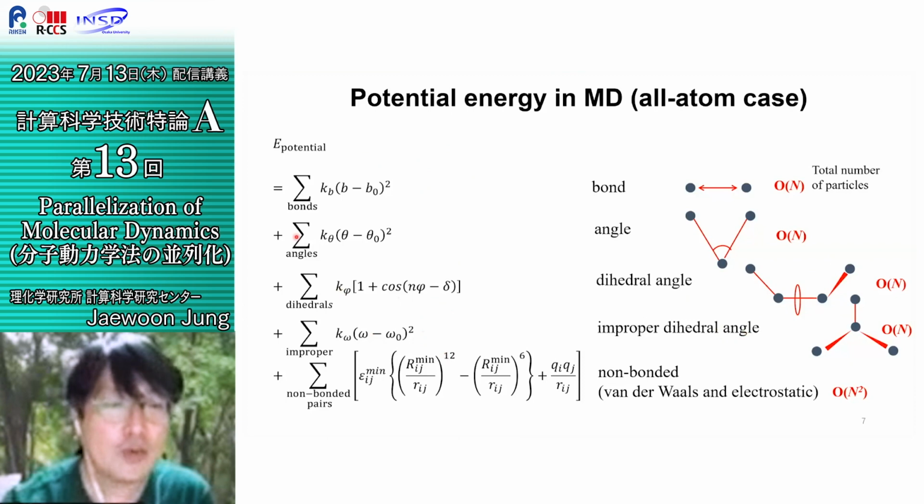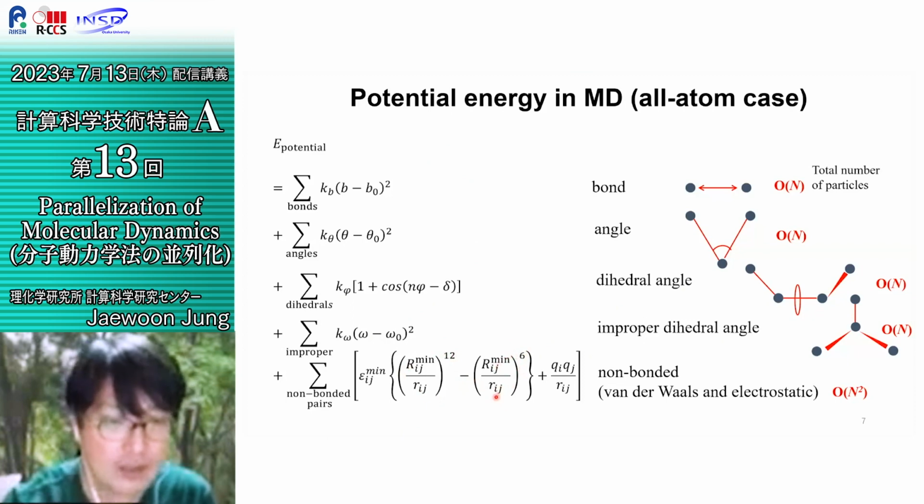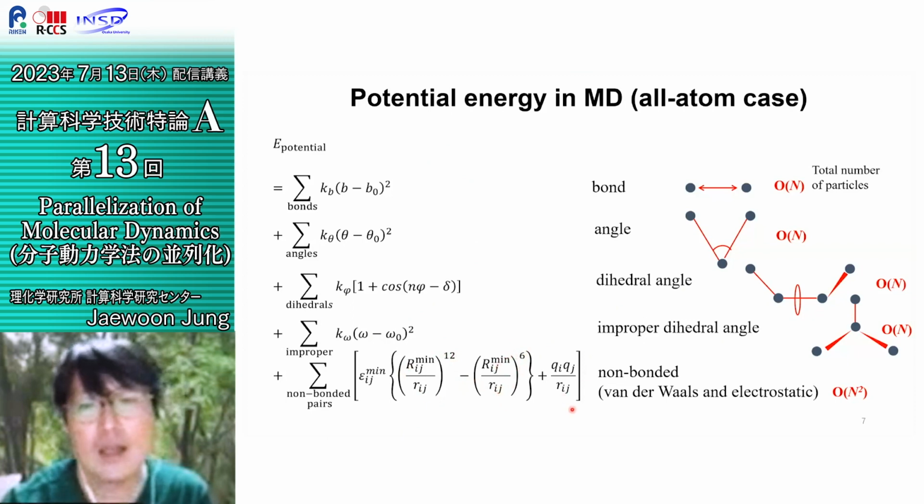In addition to this, we have van der Waals interaction and electrostatic interaction. The van der Waals interaction has a repulsive term with the inverse of the 12th power, and an attractive term, which is proportional to the 6th power of 1 over r distance, and then electrostatic.